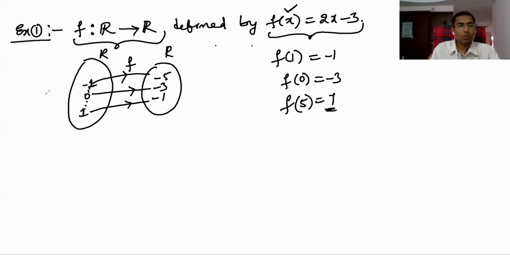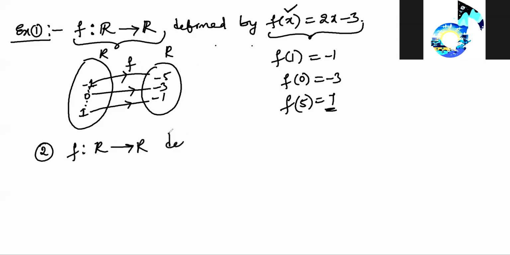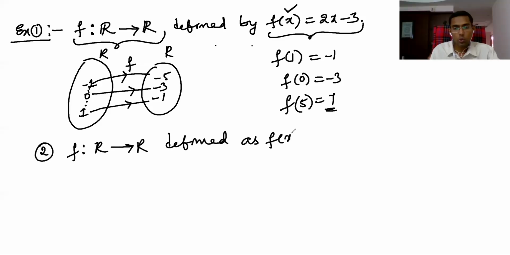So you may ask, what is not a function then? For example, f maps R to R, which I defined as f of x equal to plus or minus 2x. Let's say I defined it like this. So this is not a function. Why is it not a function? Whenever I say plus or minus 2x, it's not a function.